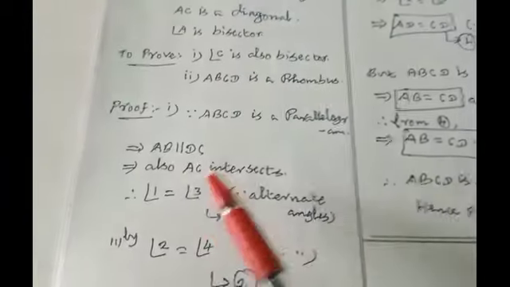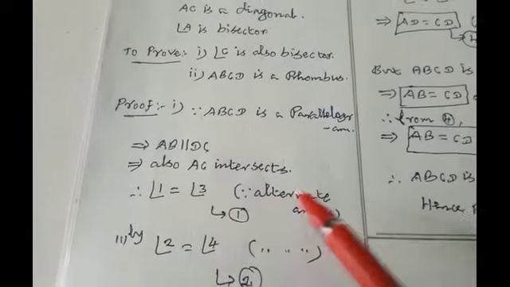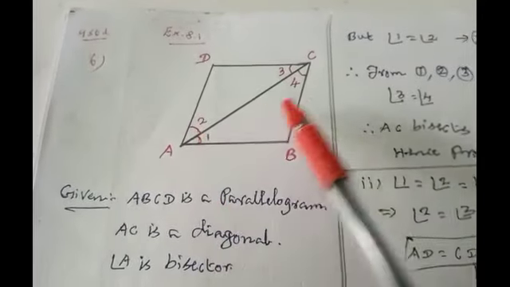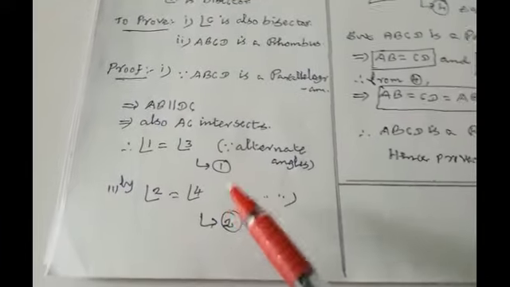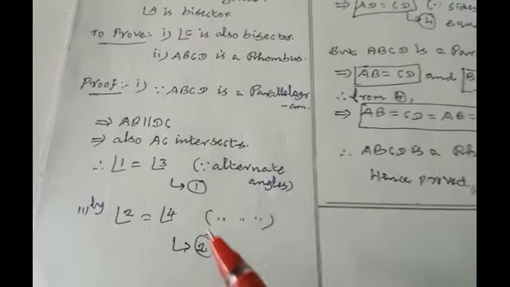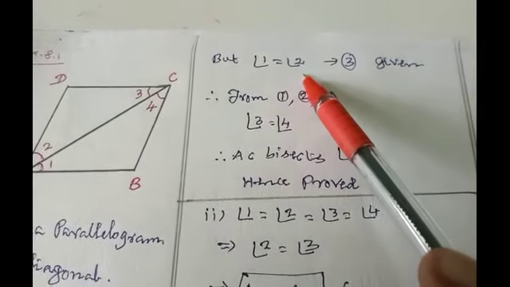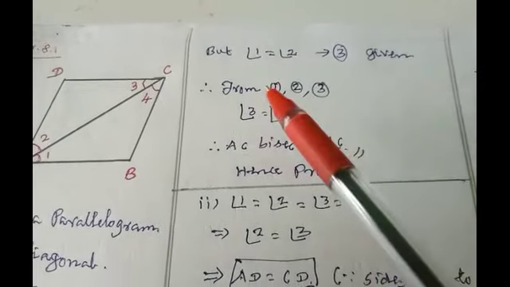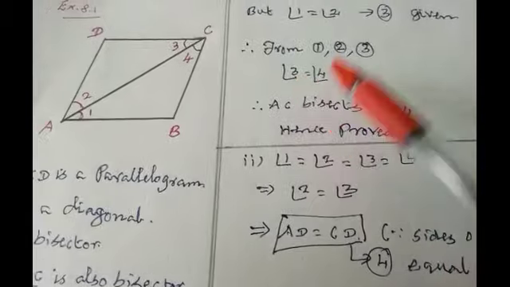So since these two angles are alternate angles, and similarly we can say angle 2 and angle 4 ஆகும், அதனால அது பேர் வந்து alternate angles னு சொல்லுவாங்க. Make it as equation number 2. But it is given that angle 1 is equal to angle 2. Okay, and therefore we can say angle 3 is equal to angle 4.